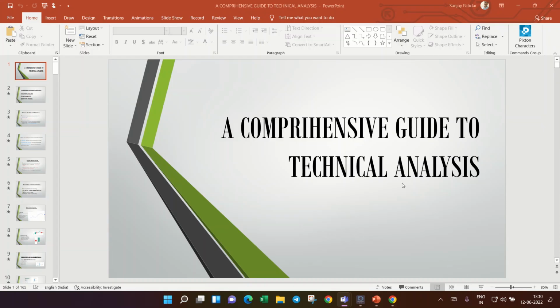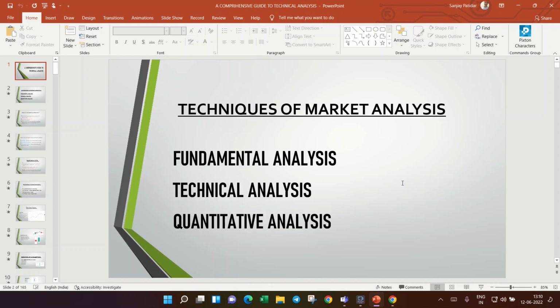So we have started from the comprehensive. We have started this course from the techniques of stock market. What are the types of techniques of stock market analysis, and one of them is fundamental analysis for long-term analysis, long-term investment perspective, and there is technical analysis for identifying short-term trades.